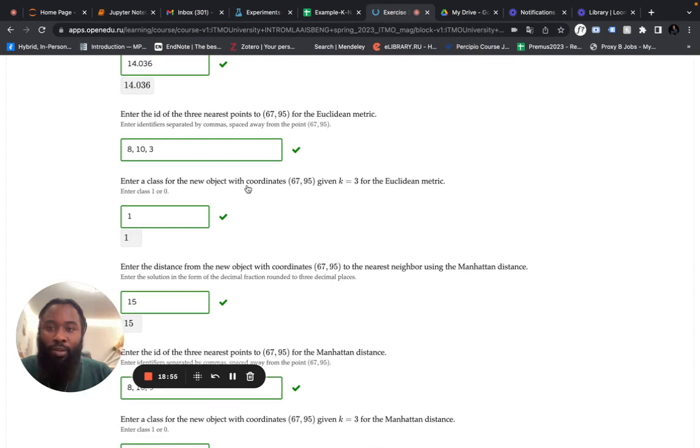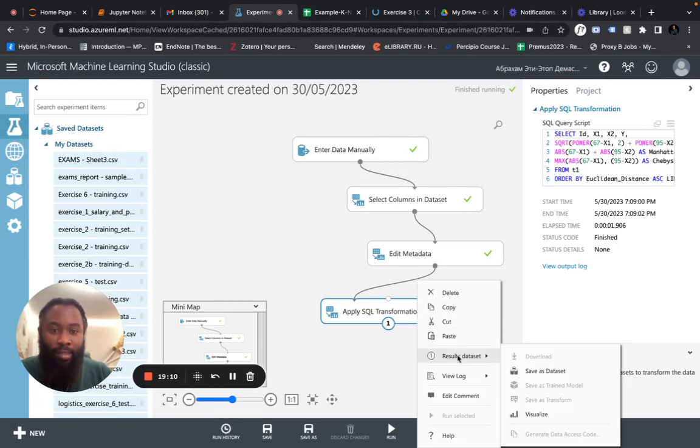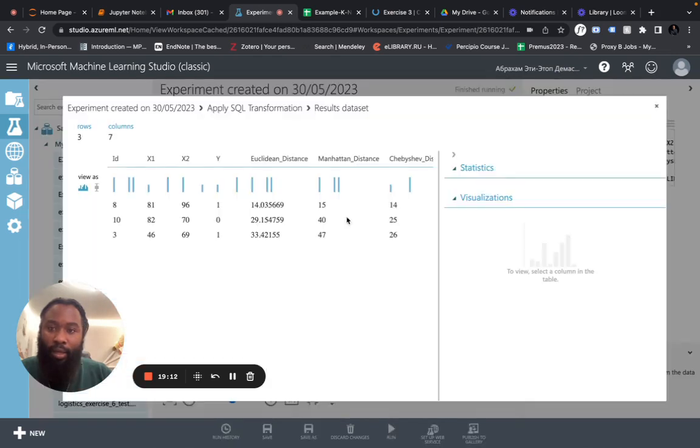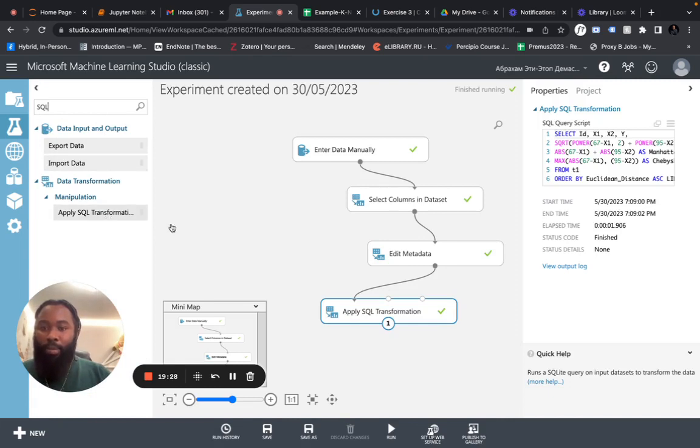Enter a class for the new object with coordinates, given that k is equal to 3 using Euclidean distance. Let's write a small query for that vote. Let's do another SQL. I mean, we can already see that the answer visually is the votes for y is 1. We have two ones for y and 0. So the class for y is going to be 1. But let's just do this in a query so we are not making any mistakes.